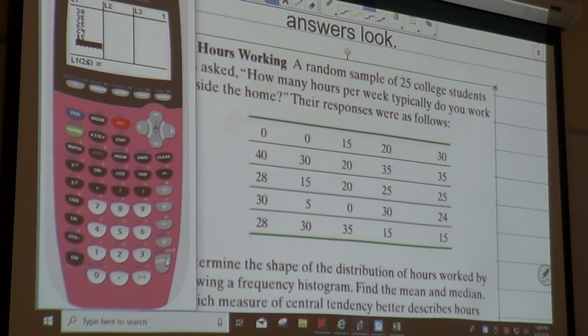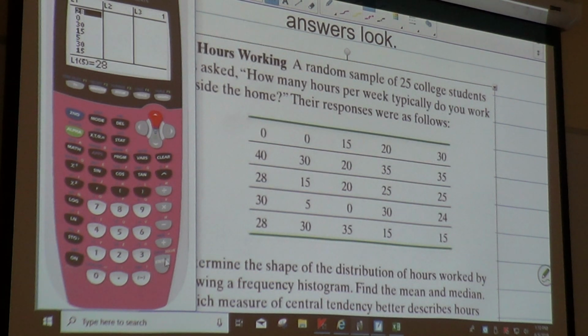I went up and down. You can go side to side. It does not matter. You just got to make sure your data is correct. Mine's probably not. Let me double check it. And if you miss a piece of data, you can type over it. You can delete it.